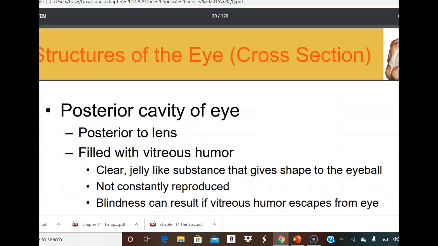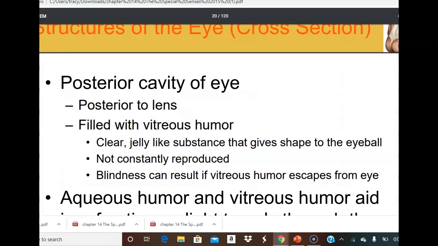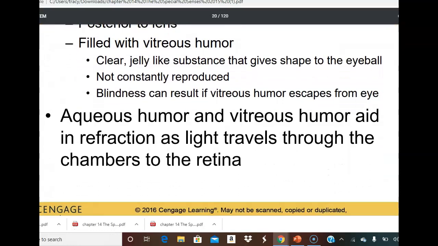The posterior cavity itself is posterior to the lens, and that posterior cavity is the larger one, the globular, globe-like one that actually has a gel-like substance. Okay, it is not constantly reproduced, and blindness can result if that vitreous humor starts to escape from the eye, or if blood vessels actually leak into the vitreous humor or something disrupts that.